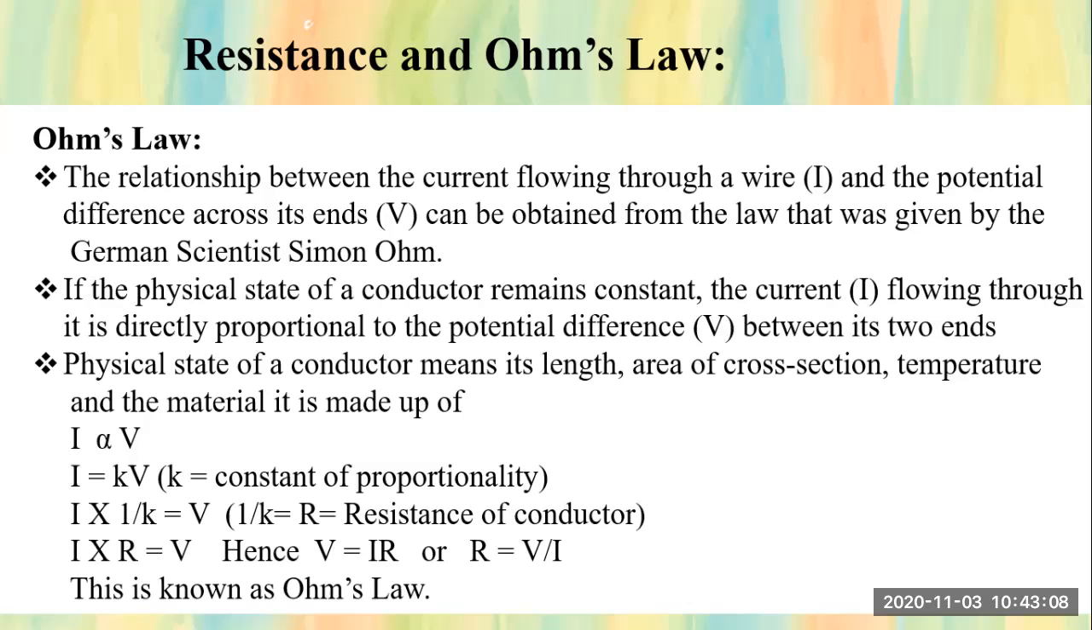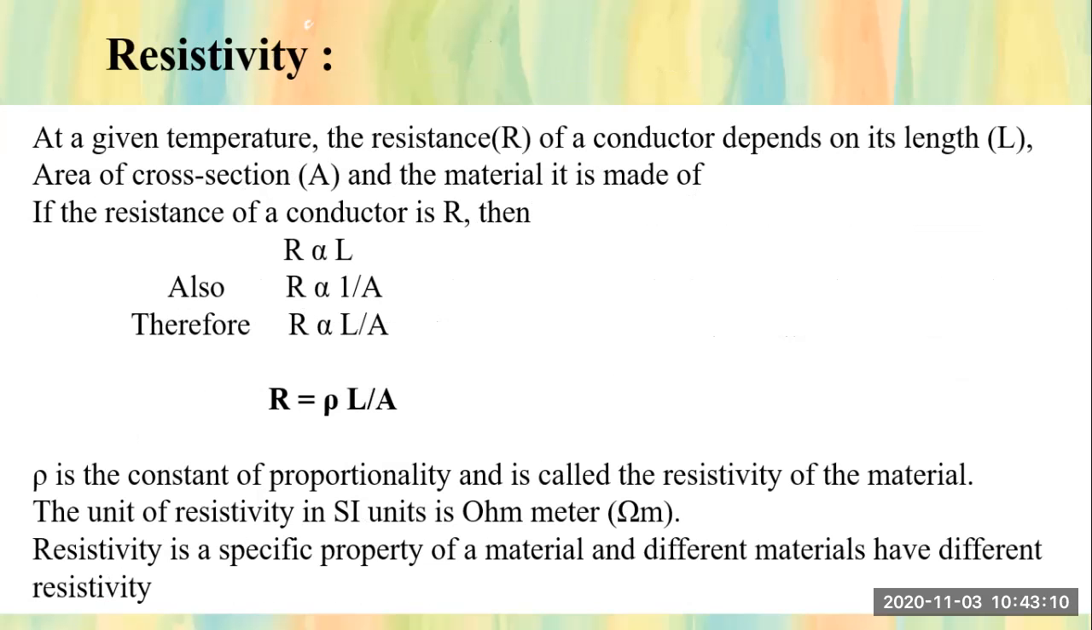Now, we'll go to the next one, that is resistivity. Now, what is resistivity? Now see, at a given temperature, the resistance R of a conductor depends on length, area of cross section, and the material it is made up of. This we have seen. Now, how is it dependent?